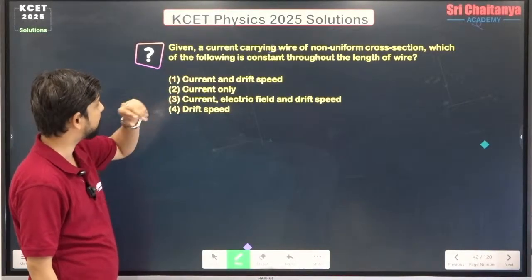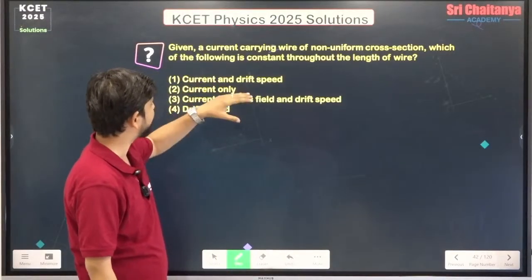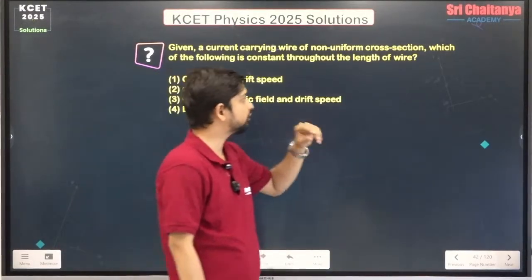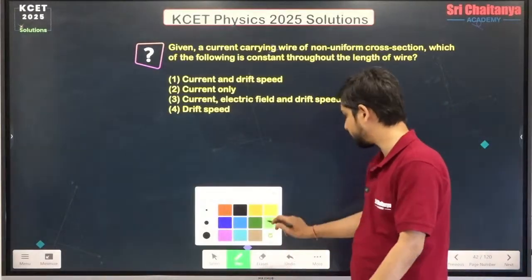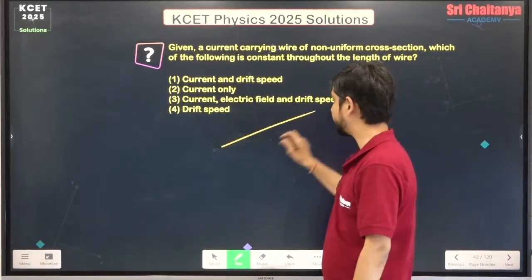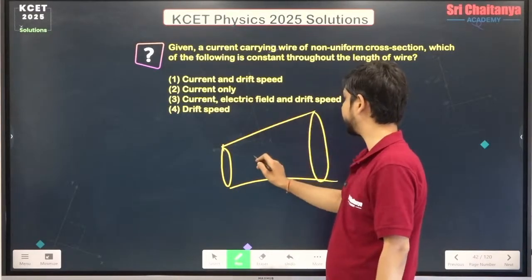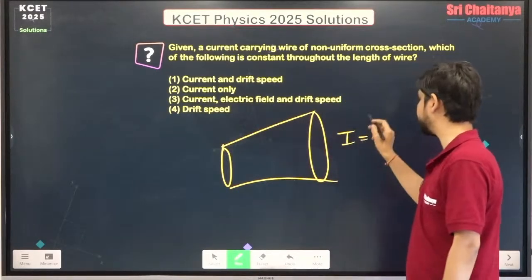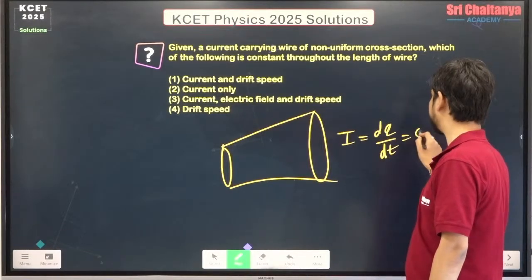Here it is given that a current carrying wire of non-uniform cross section is given. Which of the following is constant throughout the length of the wire? The cross section is non-uniform. So if the cross section is non-uniform, what can we say? Current is still going to be the same, because current is just the rate of charge flow. So current is going to be the same.